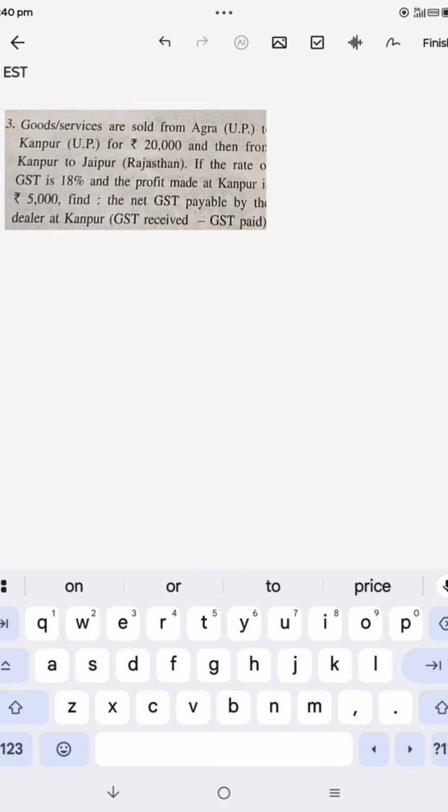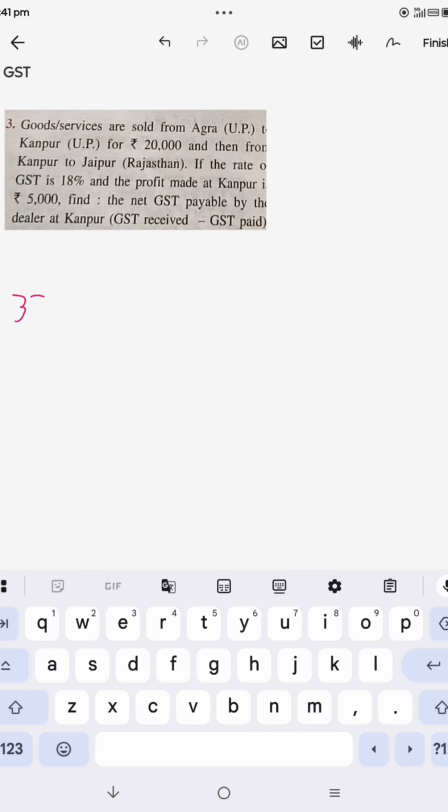We have started the chapter GST. We have completed exercise 1, exercise 2. Now the exercise 1B we are doing. We have done question number 1 and 2. One was MCQ and second we have done fill in the blanks. This is the question number 3.